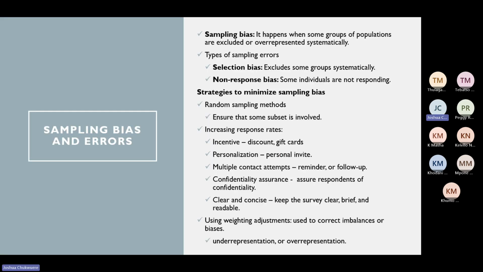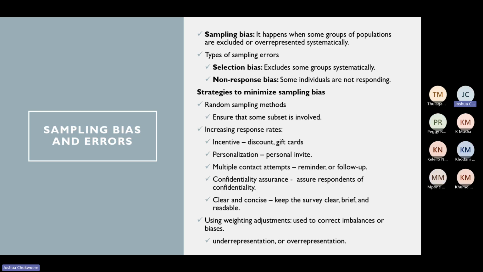Now, if you remember when we were talking about sampling, each of the sampling types has one form of bias, one error or the other. So under this, you're talking about sampling bias. This happens when some groups of the population are excluded or overrepresented systematically. You are using students.